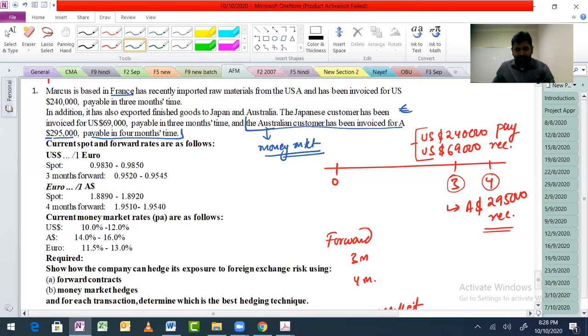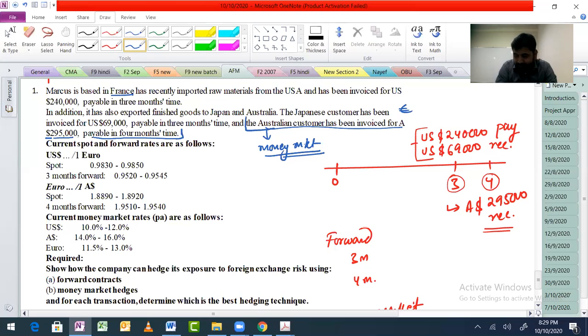I'll give it a shot. Yeah, why not try? So we have 295,000 Australian dollars receivable. So we will borrow Australian dollars. The borrowing rate for Australian dollars, which will be the higher rate, I forgot what I used, is obviously 16% for 4 months. Now we have Australian dollars, which I got the answer as 280,063.